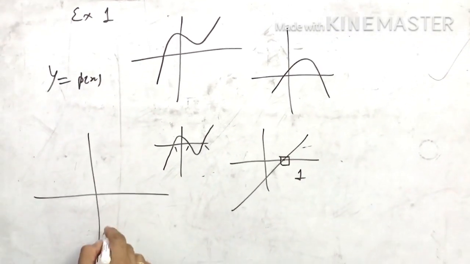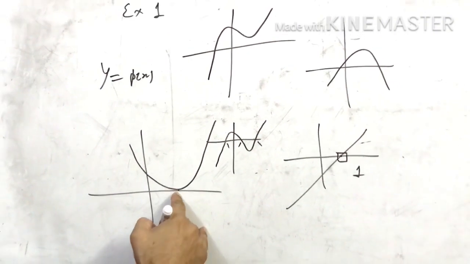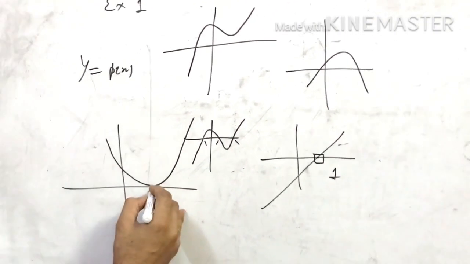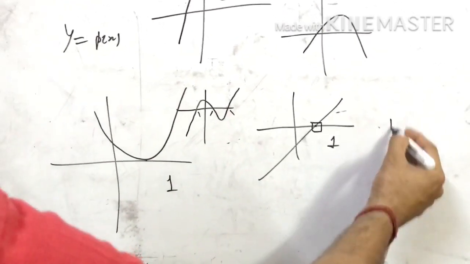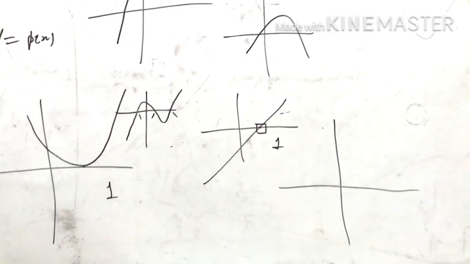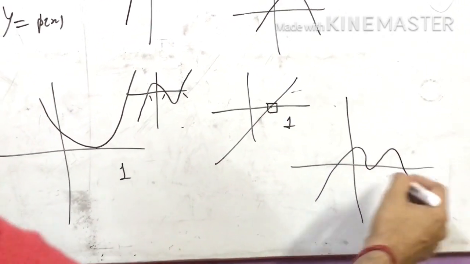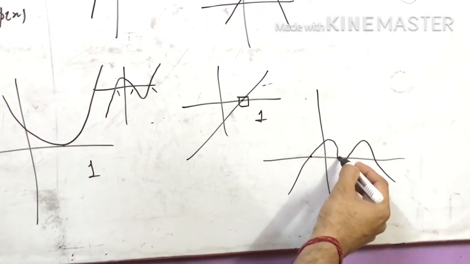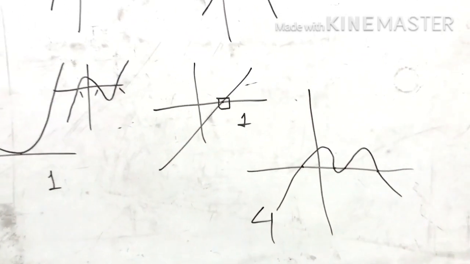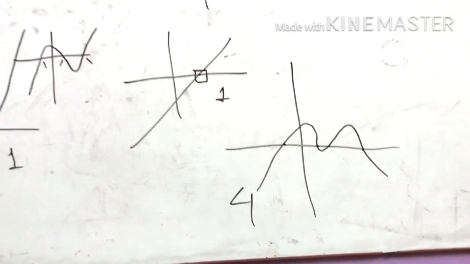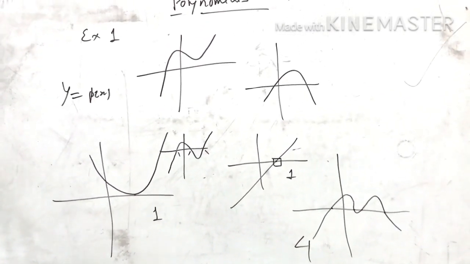One more diagram. Suppose this is like this. It is only meeting at one point here, not at 2 points. It is meeting at one point on the x-axis. So there will be 1 zero. And finally the last example is something like this. So now you can see on the x-axis this graph is meeting 4 times. So number of zeros will be 4. So this is the example number 1 of polynomial. After that exercise starts. So exercise number 2.1.